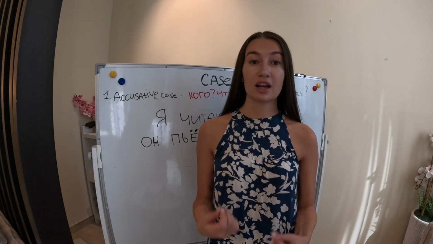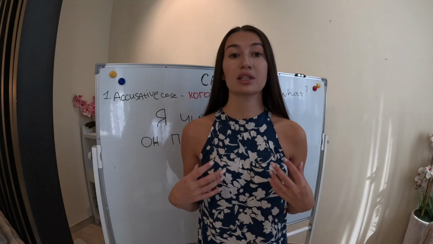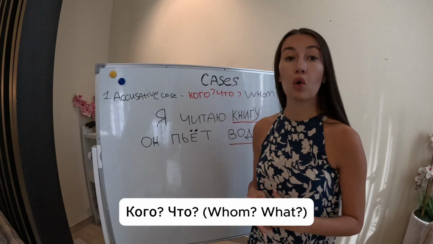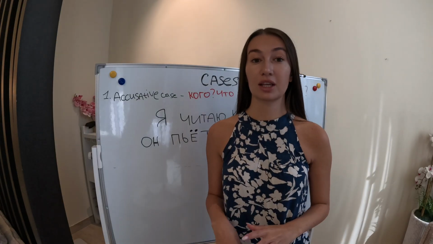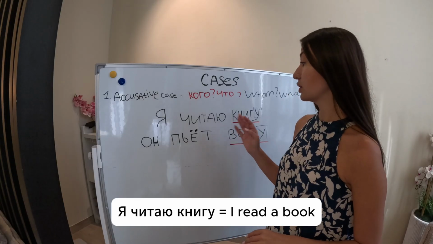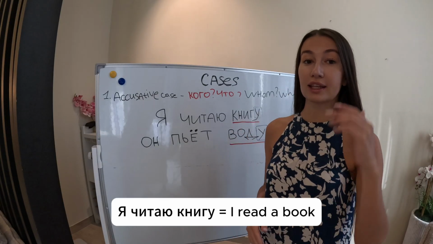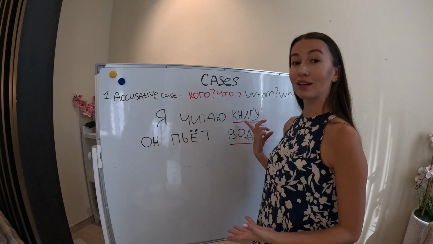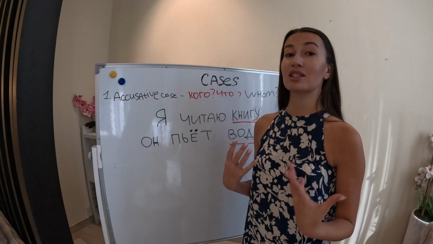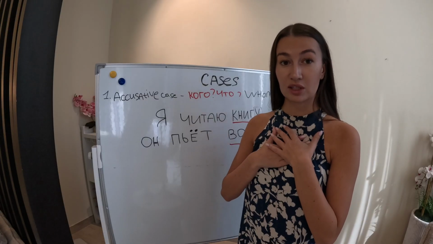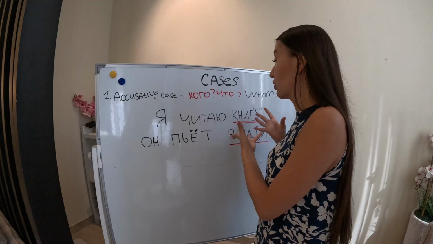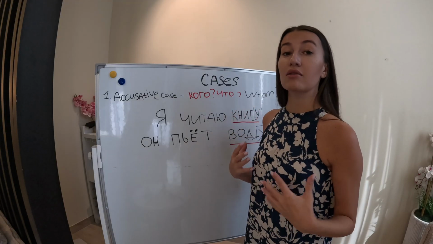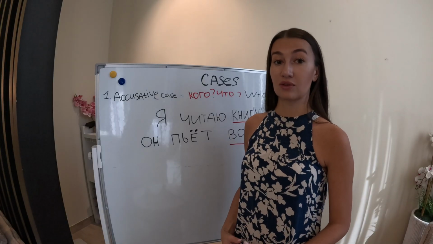So the next case is accusative case. What is the function? The direct object, who or what receives the action. Our main questions are кого, что, whom or what. Let's talk about some examples here. Я читаю книгу. Our accusative case here is книгу, our direct object that receives the action. I'm the person who is doing that, and I'm doing it to the book. My book receives the action because I'm reading it. So the book receives the action. The book is in the accusative case.